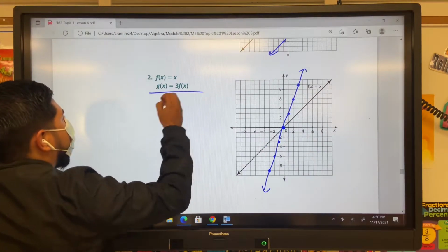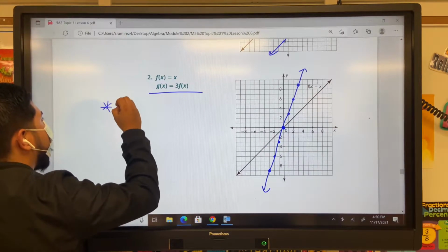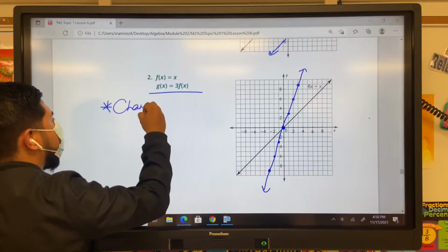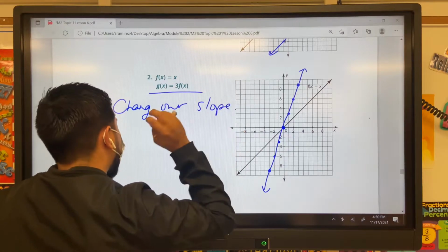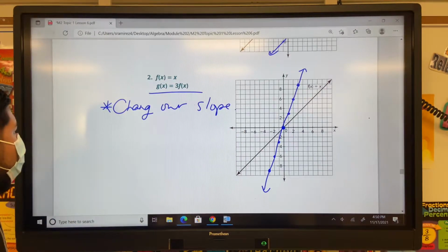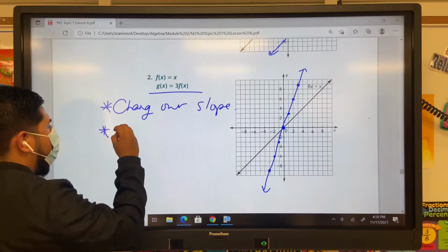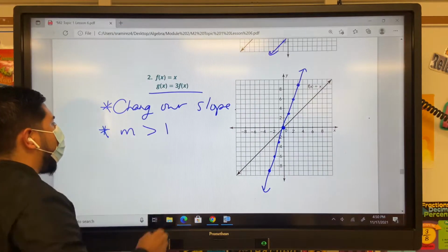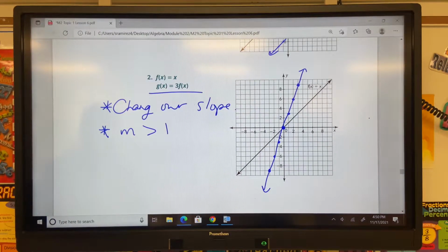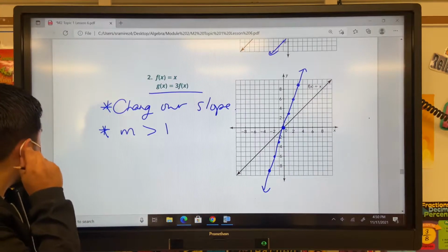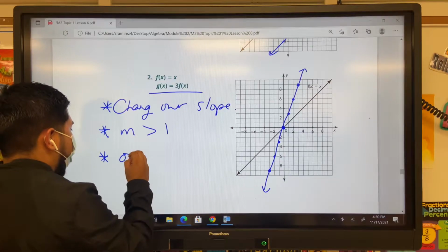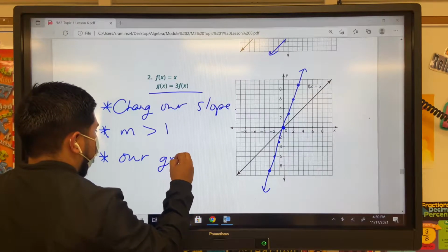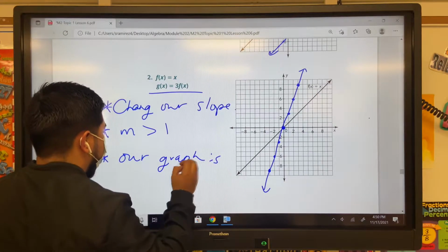So, let's talk about it. Changing our slope. Okay. If our slope is greater than 1, then our graph is steeper.